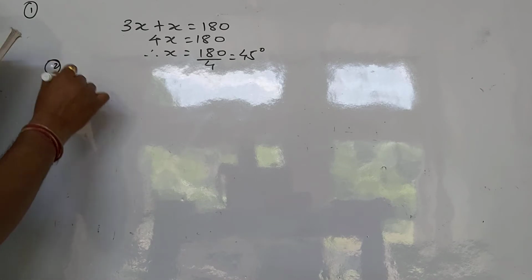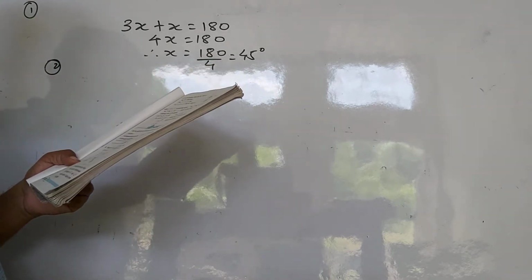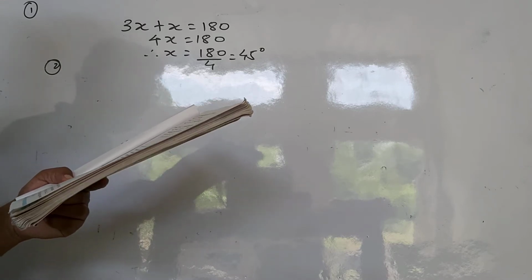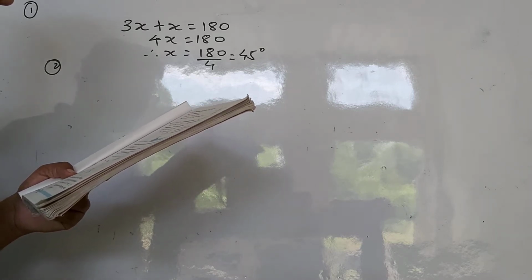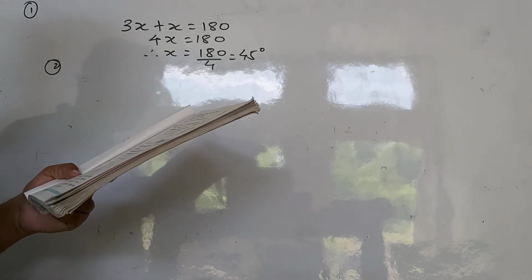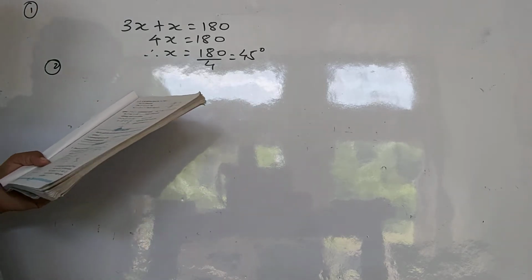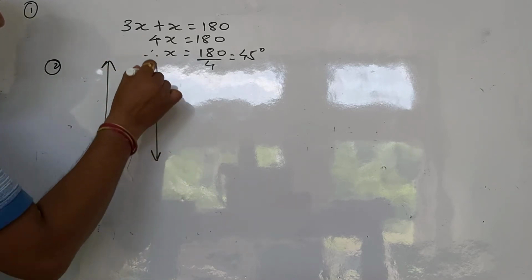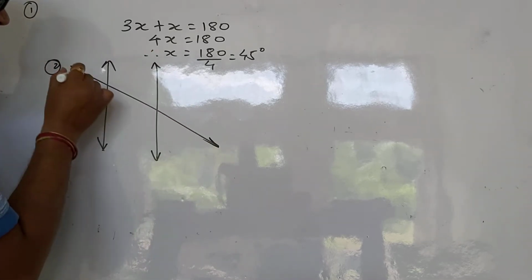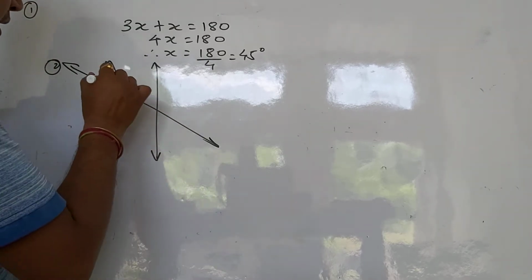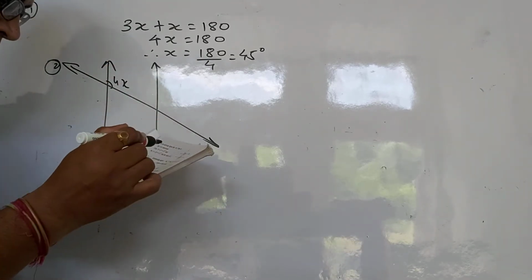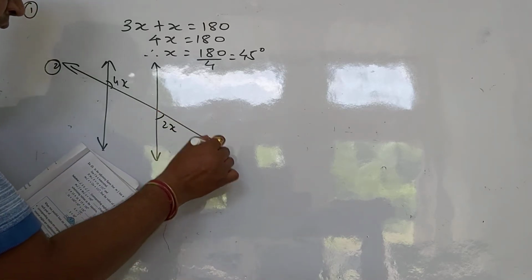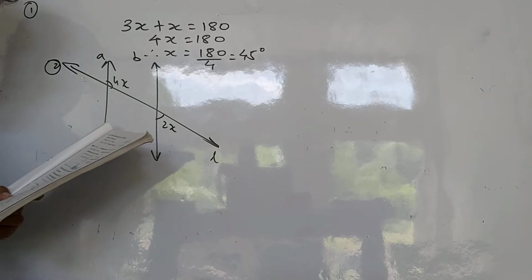Then the second MCQ: in the adjoining figure, line A is parallel to line B and line L is a transversal. Then find x. For this I will draw a figure so you will understand. These are the two parallel lines. This is the transversal. Here one angle is given to you, here twice x is given to you. This is L, this is A, this is B. You have to find the value of x.